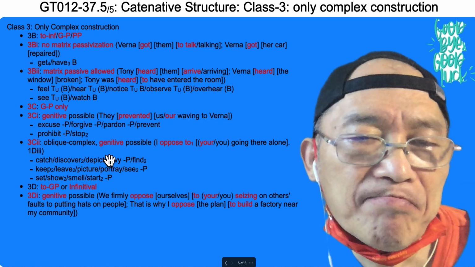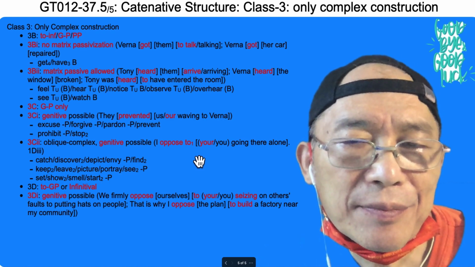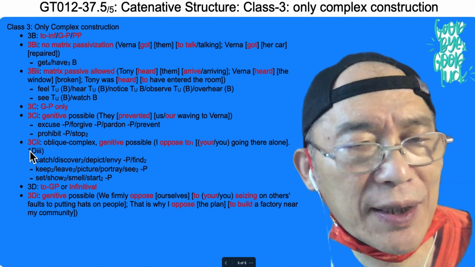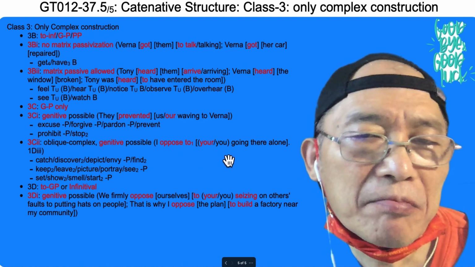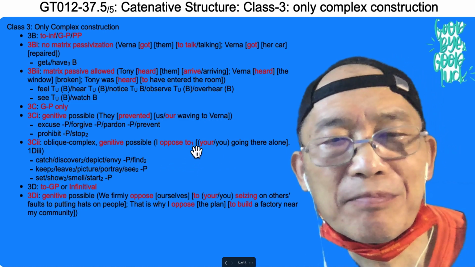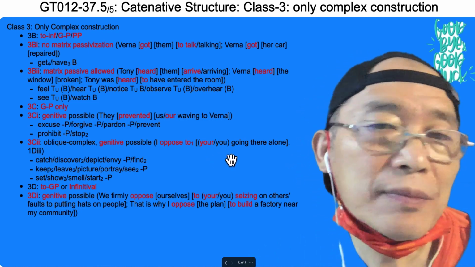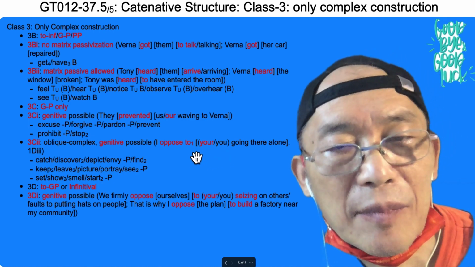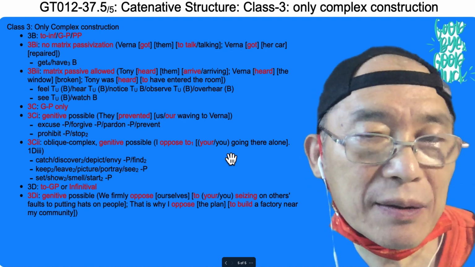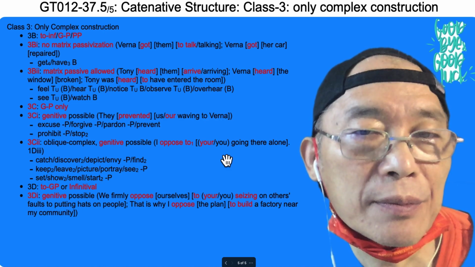So why possible? Sorry. We must use oblique complex. Let's check. As opposed to you're going there alone. Yeah, 3, complex. Oblique. Yeah, opposed to. Between this word, genitive or accusative, there is a particle. So, oblique complex, you must use your or you in this case.